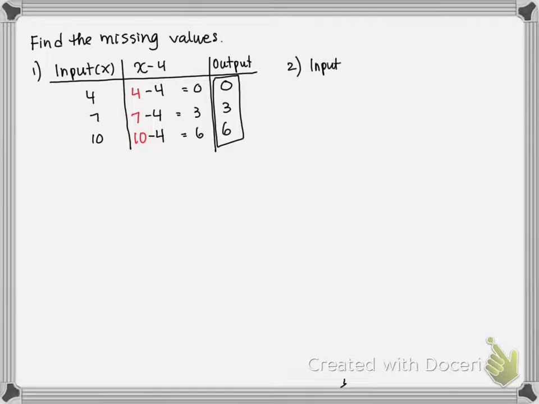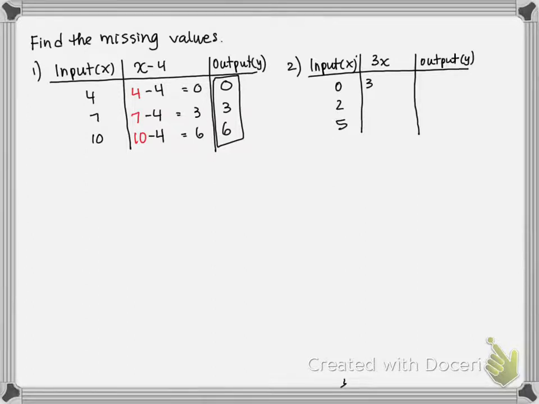So we have input is X. Our rule is just going to be 3X. So notice there isn't a Y, there isn't an equals, it's just 3X. It's kind of simple. And output is going to be our Y value. Okay. So I'm going to tell you to try 0, 2, and 5.